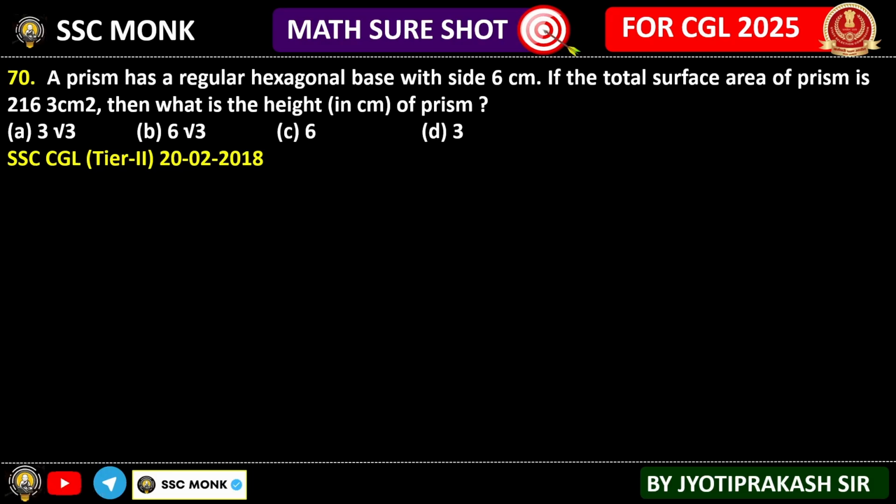Next. A prism has a regular hexagonal base with sides 6 cm. If the total surface area of the prism is 216 root 3 centimeter square, then what is the height of the prism? Now same formula, you will just use the area of hexagon. So area of hexagon is equal to what? 3 root 3 by 2 a square, that is equal to 6 square, and this will be multiplied with 2, plus base perimeter. Base perimeter means 6 into 6, 36, into height unknown is equal to 216 root 3.